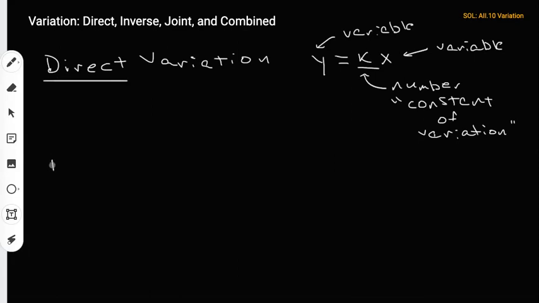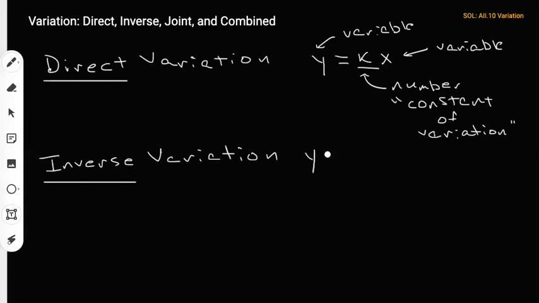Now, the second type of variation is called inverse variation. Now, the formula for inverse variation is going to be the opposite of the first one. So for the first one, we were multiplying k by x, but here we're going to be dividing k by x. So we're going to have y equals k divided by x, where k is in the numerator and x is in the denominator. We can also write this as x times y equals k.